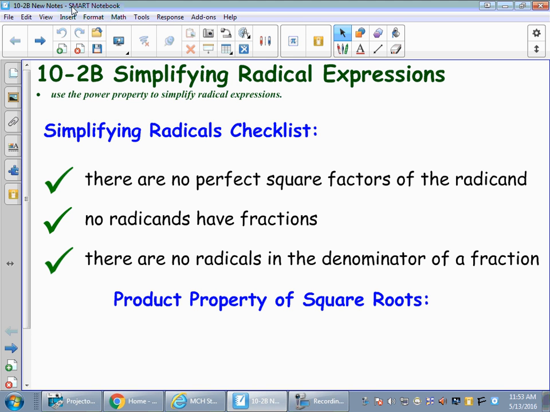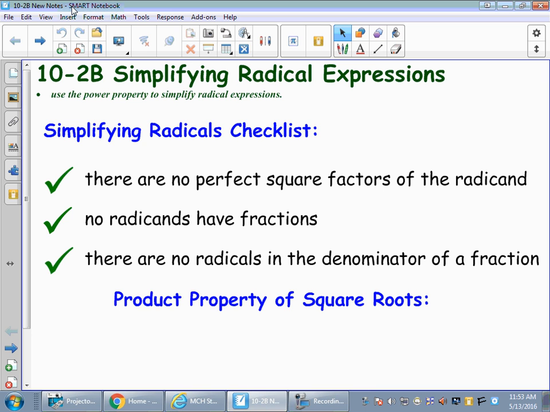So just as a little reminder, to simplify a radical, you have to hit all three of these checkpoints. In order for a radical to be considered simplified, there can't be any perfects under the radicand. You can't have any fractions under the radicand. And you cannot have any radicals in the denominator. Those second two checkpoints we're going to talk about later on. We're still only concentrating on the very first checklist item.